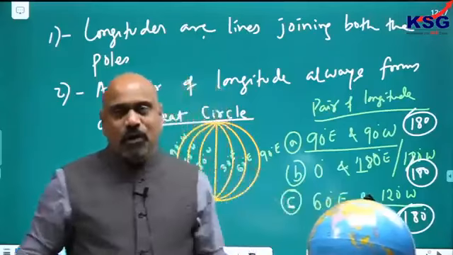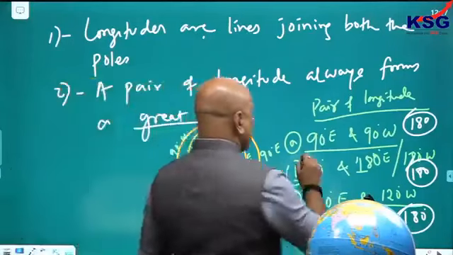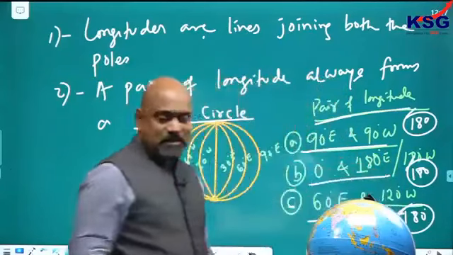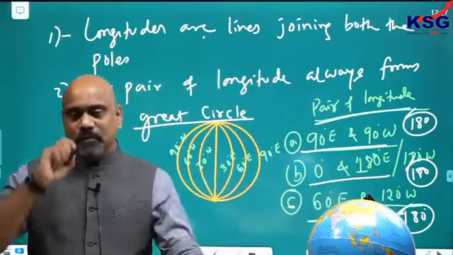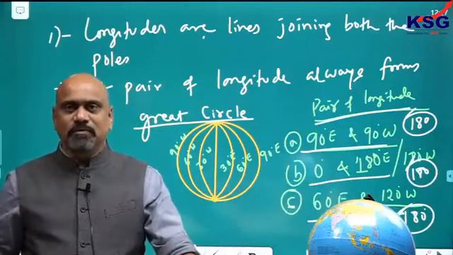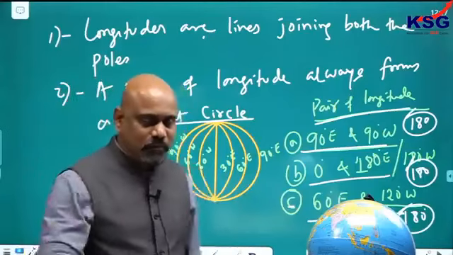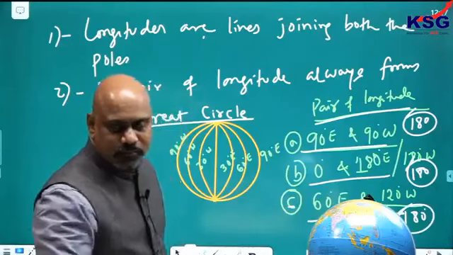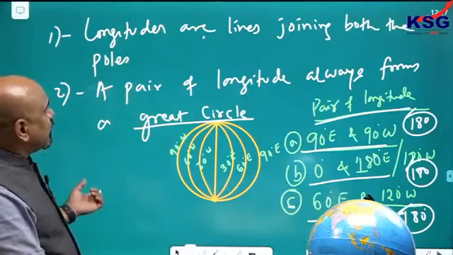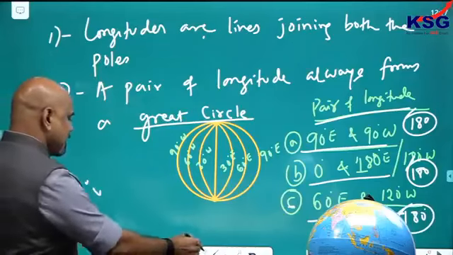Pair of longitude always forms a great circle. Is it clear? Okay. So, pair of longitude always forms a great circle. Longitudes are lines joining both the poles, I said.